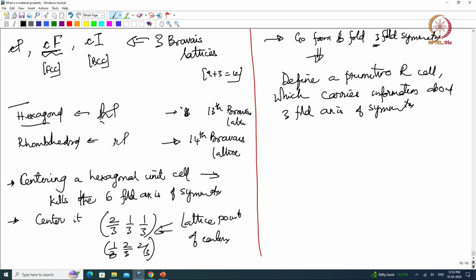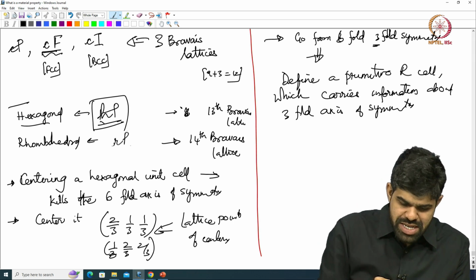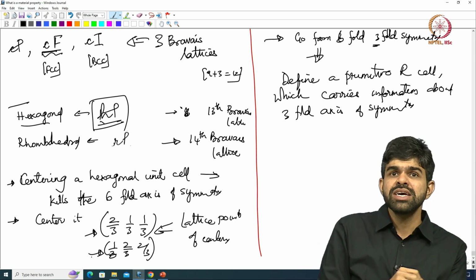So, it does not make sense to center a hexagonal cell, because the basic tenet is that a hexagonal cell has an underlying 6 or 6 bar symmetry, right. So, now if there is a 6-fold symmetry operation which lets me define a hexagonal cell, well, by centering it I always kill the 6-fold axis of symmetry, right. So, in that context I cannot center a hexagonal cell. That is why all I have is a primitive hexagon, HP.